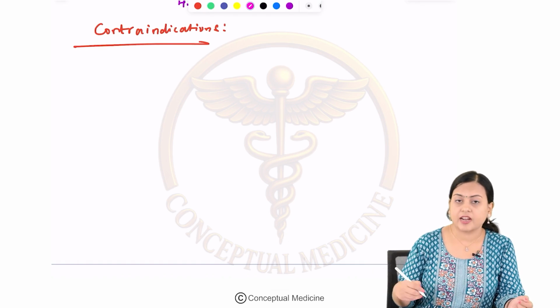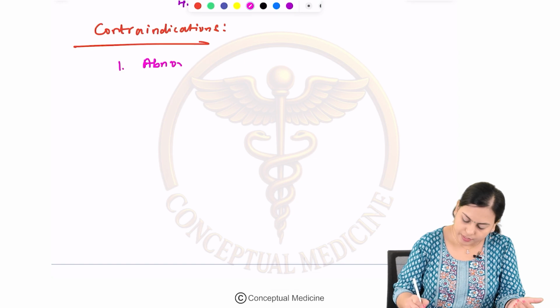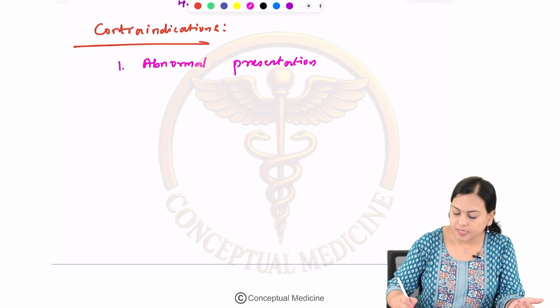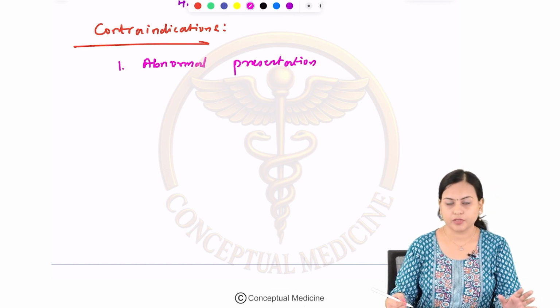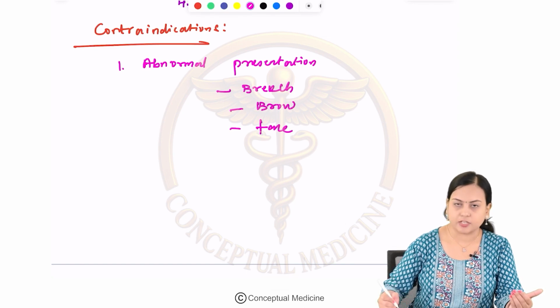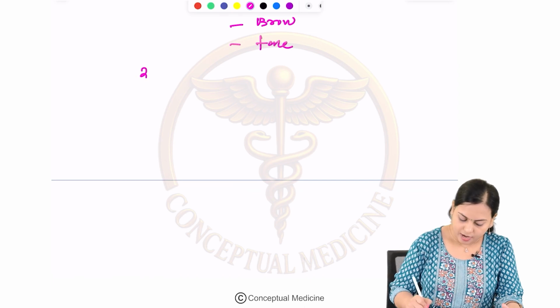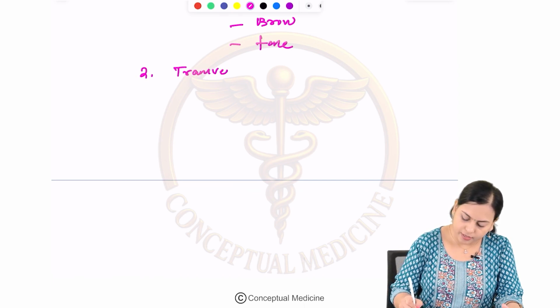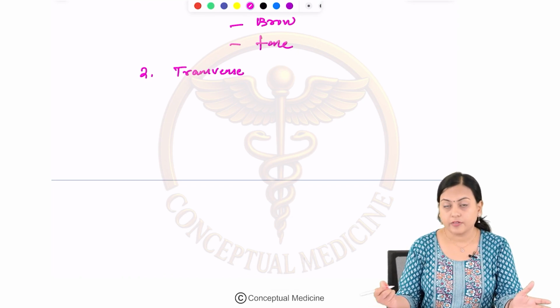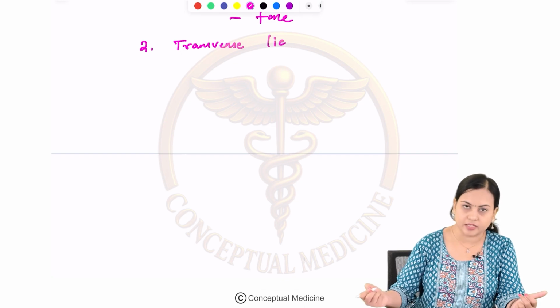When there is an abnormal presentation of the baby. What are the abnormal presentations you know? Cephalic presentation is normal. Other than that, if it is a breech presentation, or a brow presentation, or a face presentation, then it is an abnormal presentation. Even if the lie is abnormal, like longitudinal lie is the normal one, when it is a transverse lie, then we can't induce. Labor is not going to happen in that case.